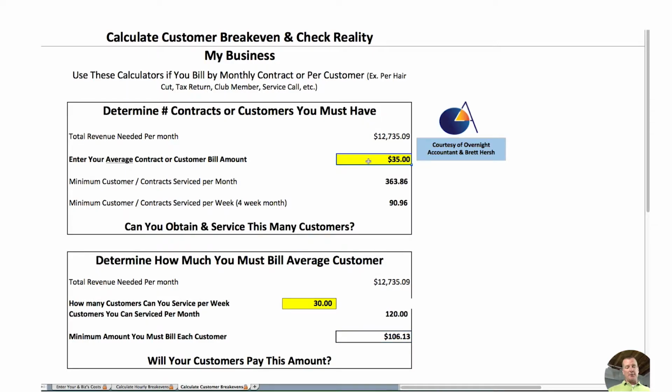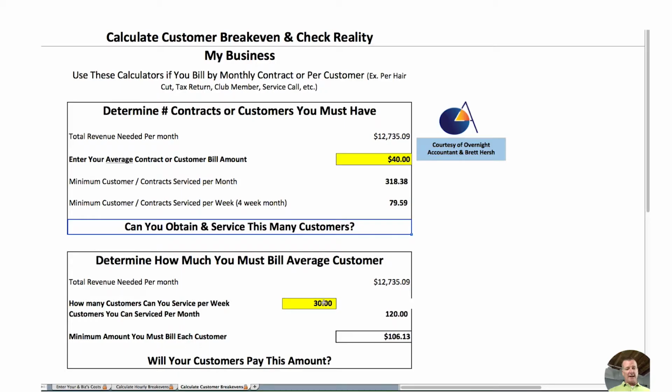Let's say you plug in where it's highlighted what you bill your average customer. I got 35 in there, but let's make it 40. $40 is your average customer for a haircut, or whatever you're billing, your contract per month. And what this spreadsheet is going to tell you is that you're going to have to service 318 customers per month, or 79 per week. We use a 4-week month in here just for simplicity's sake. So the question is, can you service or obtain almost 80 customers per week in your business? If you can, and they're willing to pay $40, you're in good shape. However, what if you can't?